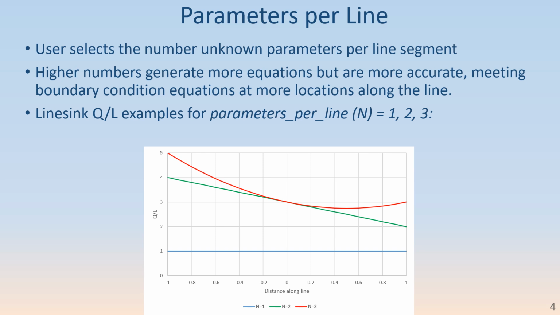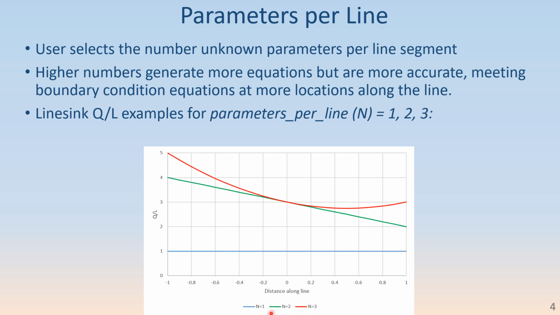And this plot down here shows 3 different parameter per line distributions of discharge per length along the length of a line element. Let's just say it goes from -1 to +1. So the simplest one would be a constant strength all along the length of the element. That would be in blue, where there's only one unknown, which is the discharge per length that's applied everywhere. And you can see that it is flat like that.